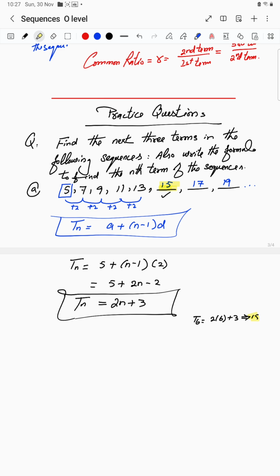If you want to find the hundredth term of this pattern, instead of writing plus 2 plus 2 plus 2 and so on, I will just use the formula I have derived and replace n with 100 to get that answer. I hope it is very much clear. Okay, take another example.